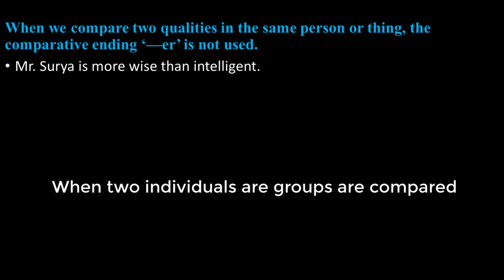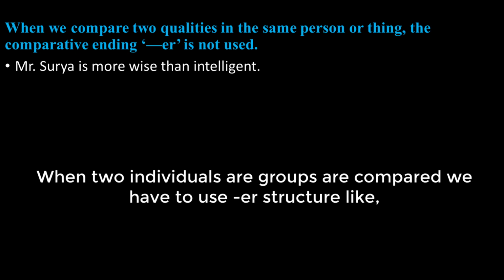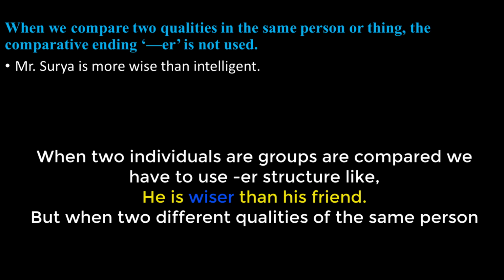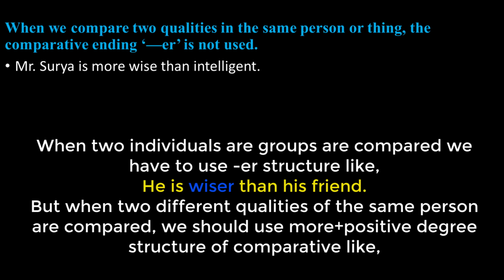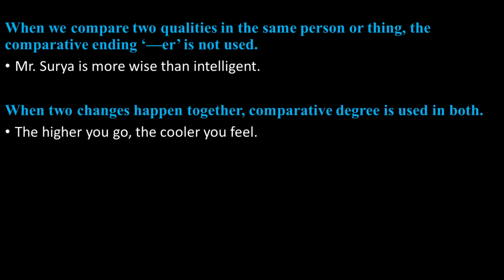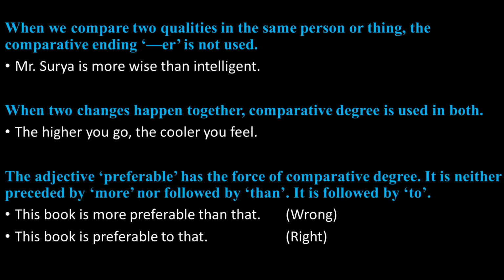When two individuals or groups are compared, we have to use the -er structure, like he is wiser than his friend. But when two different qualities of the same person are compared, we should use the more plus positive degree structure of comparative. Like, she is more wise than tall. Next point. When two changes happen together, comparative degree is used in both. The higher you go, the cooler you feel. Next one. The adjective preferable has a force of comparative degree. It is neither preceded by more nor followed by than.